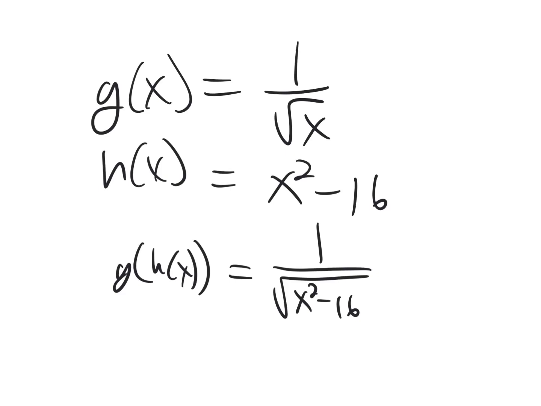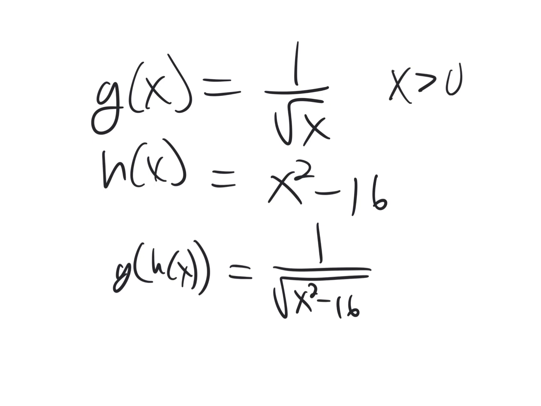So we can't take the square root of a negative number. We know that. And in this case, for g of x, just go back up here and look at this. For g of x, we also can't have x be equal to 0. So for g of x, the domain limitation is that x has to be greater than 0. So what we're replacing x with is this x squared minus 16.